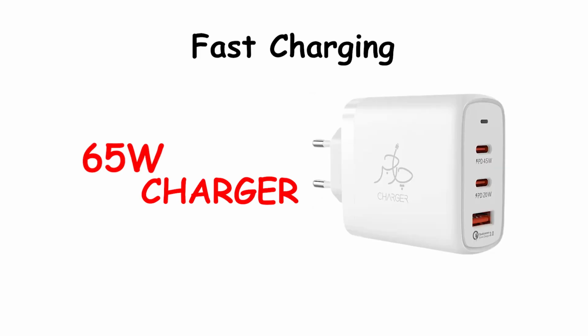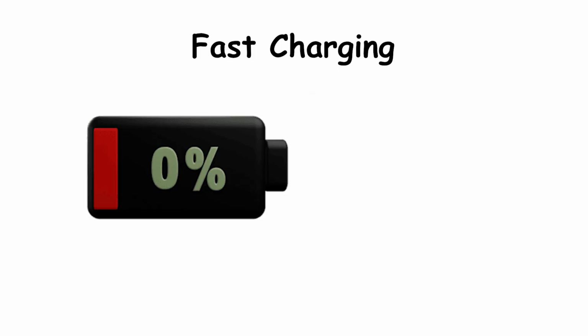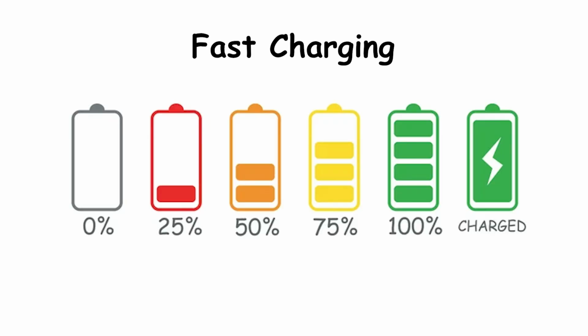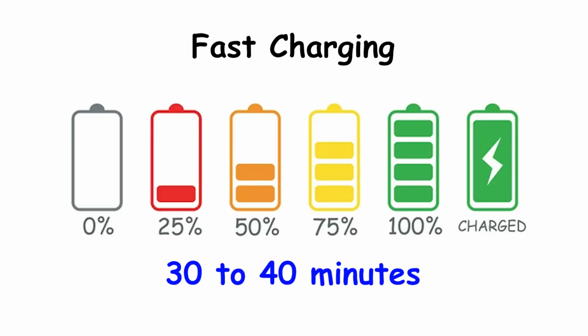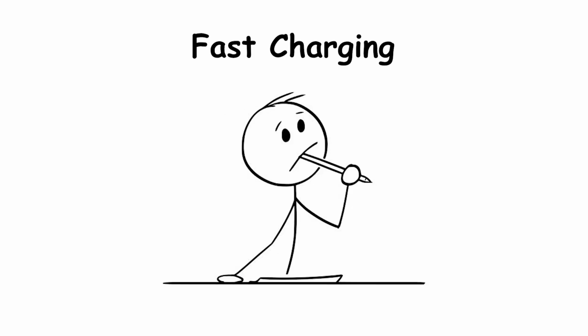For example, a 65-watt charger can fill a 5,000 mAh battery from 0 to 100% in around 30 to 40 minutes, while a standard 5-watt charger would take over 3 hours. But here's the catch.